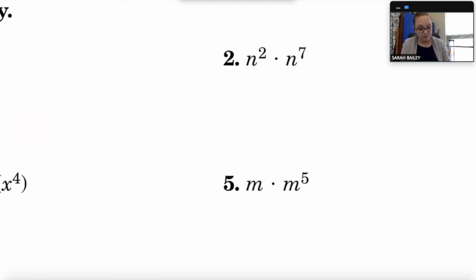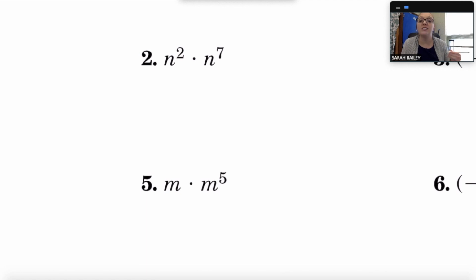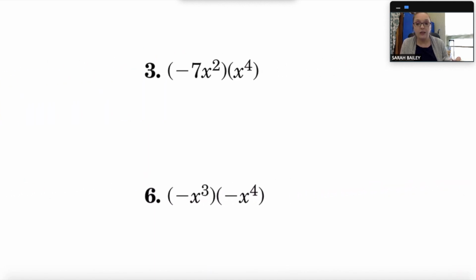Let's try another one. So for number 2, you've got n squared times n to the 7th power. Again, this is the product rule, so we're going to add those exponents. So that'd be n to the 9th power. Okay, let's look at number 3.